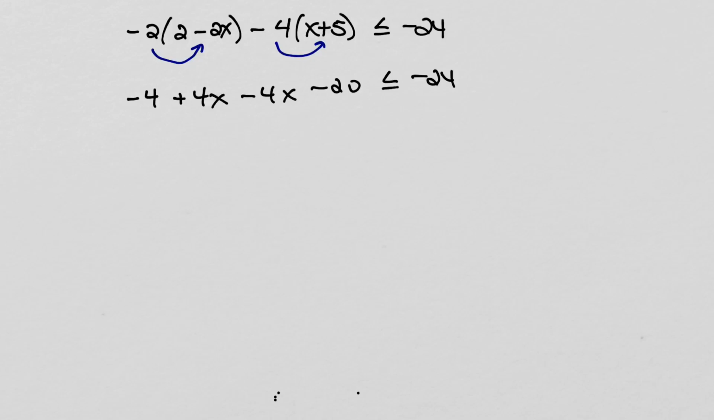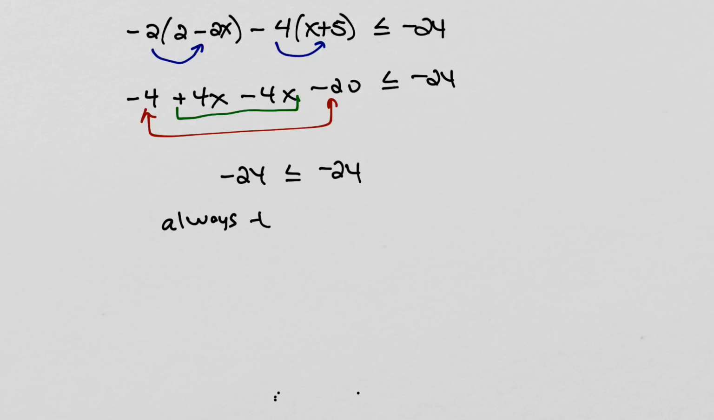Now, if you look at this, we're going to have a little bit of an issue, because what happens when we simplify it? If you add those together, you just get 0, and then if you combine those together, you get negative 24. So in this case, we have negative 24 is less than or equal to negative 24, right? So this is always true.